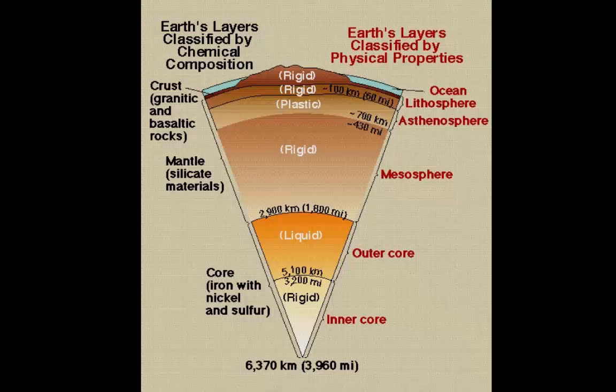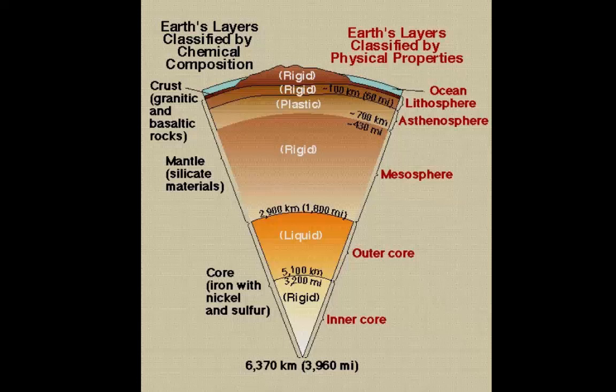The Earth's structure can be classified two different ways. First is by chemical composition, the second is by physical properties. In this class, of course, we're going to be more concerned about physical properties, but the two really can't be divorced from each other. We'll talk about that a little bit later.